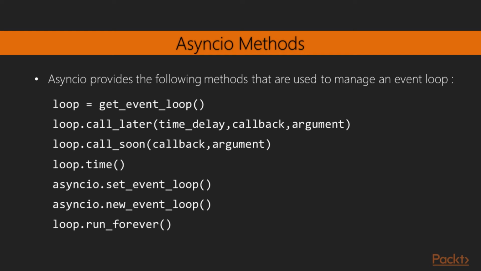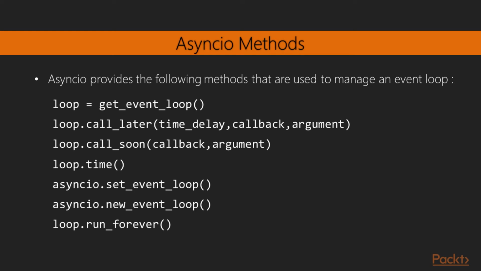3. Loop.callSoon. Callback argument. This arranges for a callback that is to be called as soon as possible. The callback is called after callSoon returns and when the control returns to the event loop. 4. Loop.time. This returns the current time as a float value according to the event loop's internal clock.